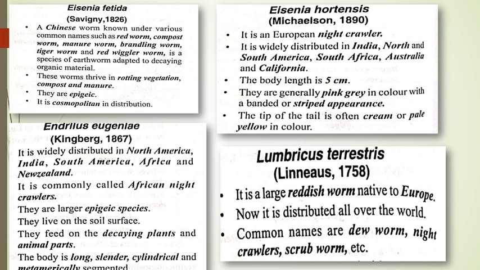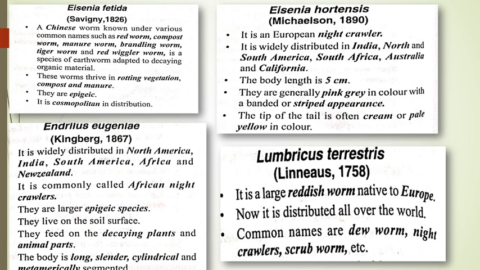Then talking about Yersinia hortensis, another species of exotic worms. It was discovered by Michelson in 1890. It is a European night crawler, which means it is mainly active during night time. It is widely distributed in India, North and South America, South Africa, Australia and California. The body length is 5 centimeters.